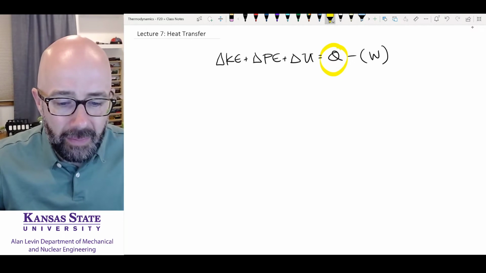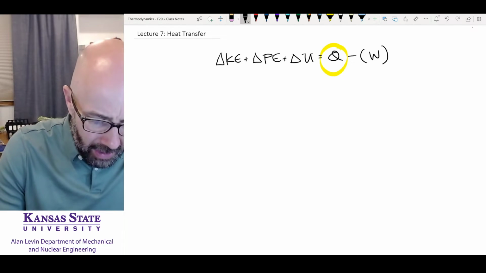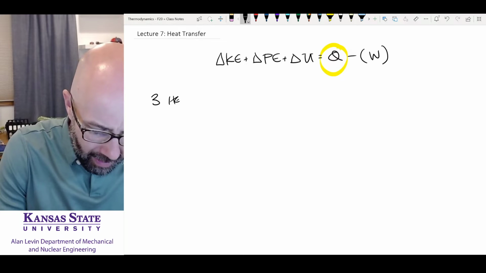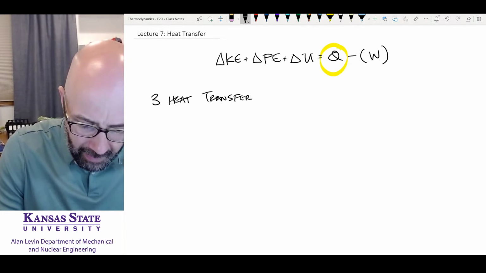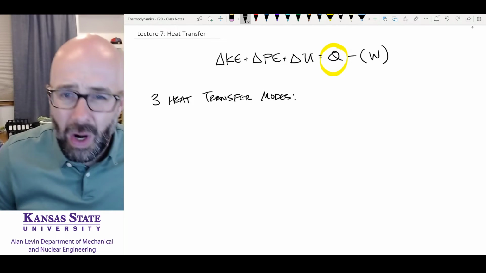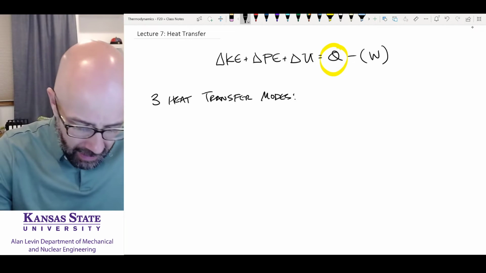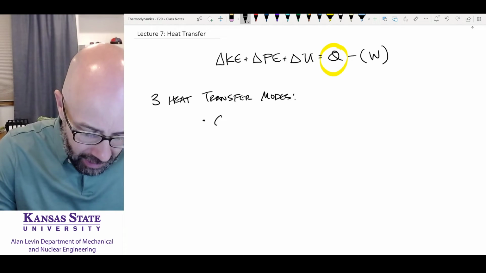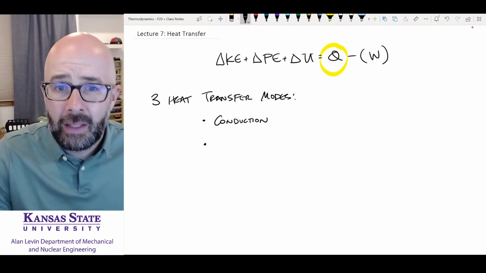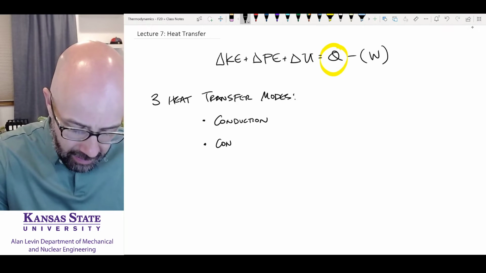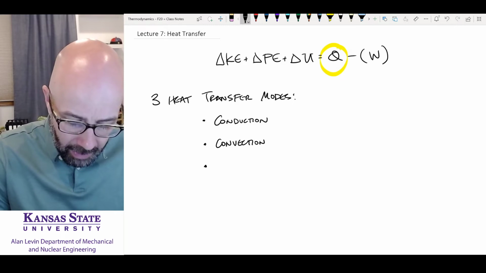But let's remember, what are the 3 heat transfer modes? So there are 3 heat transfer modes. And you could probably guess them or know them or you have experience with them. The first one is going to be conduction. The second one is going to be convection. And the third one is going to be thermal radiation.